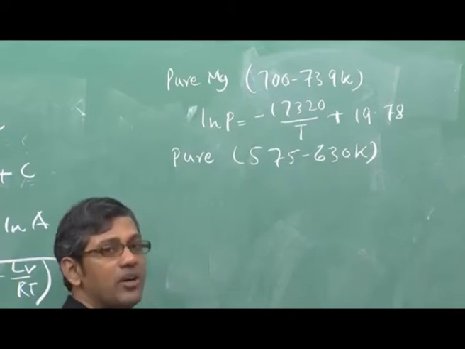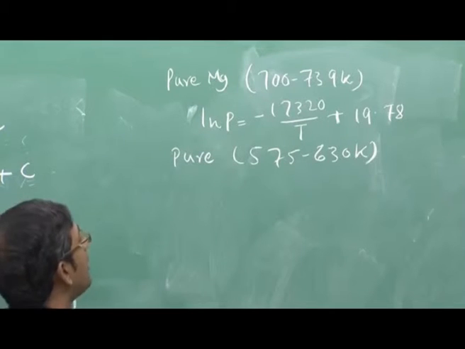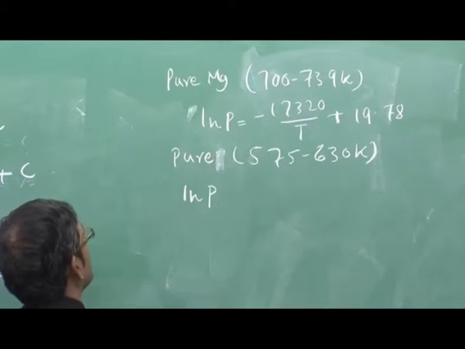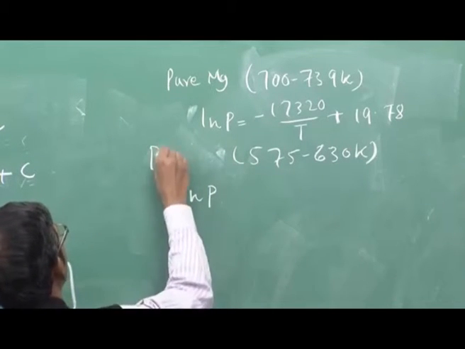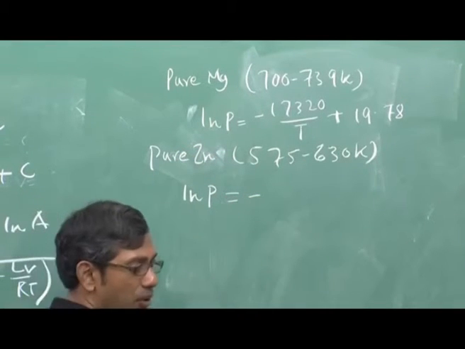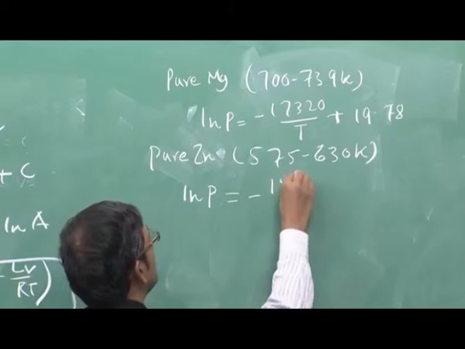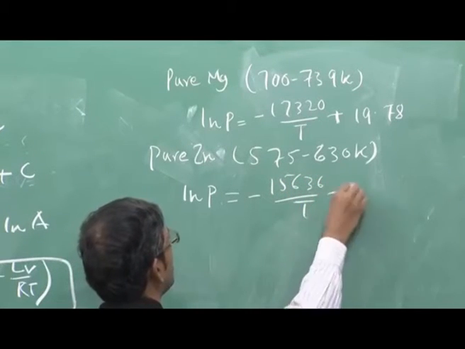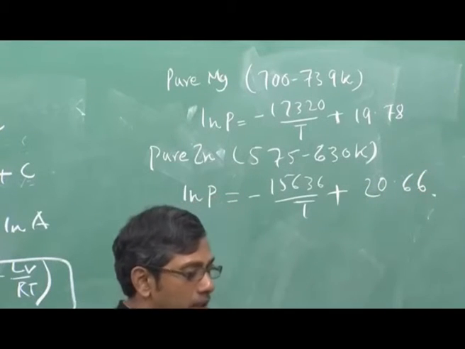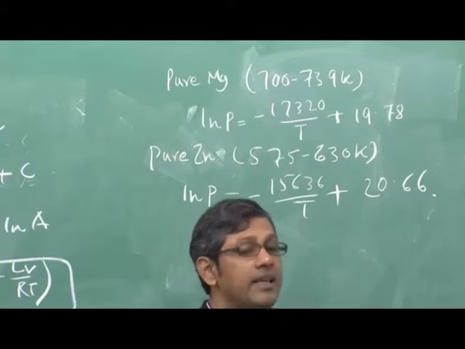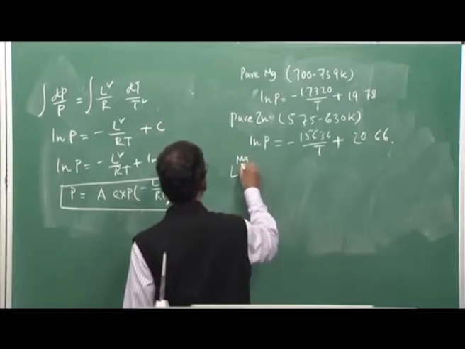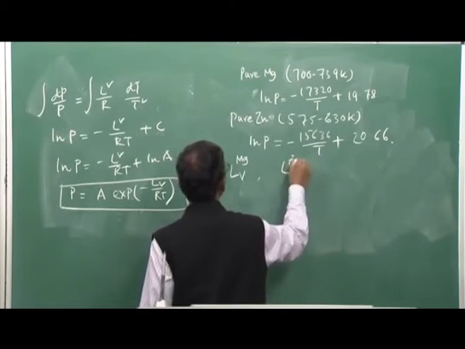Why is this temperature range given? Because at this temperature only evaporation happens. So for pure zinc, log of P is equal to minus 15,636 divided by temperature plus 20.66. Okay, the question is: determine the heats of sublimation. That means determine the heat of sublimation for magnesium and the heat of sublimation for zinc.